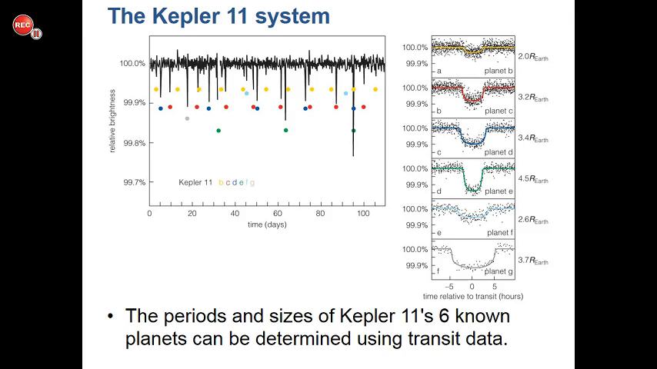Transit data lets us figure out periods. Here is one system, Kepler 11, with a number of transits, and from those transits we can mark out the different planets. Each planet has its own period, so we can mark out which dips are due to which planets. And then from the size of those dips, we can figure out the sizes of the planets, and these are things ranging between 2 and 4.5 Earth radii.